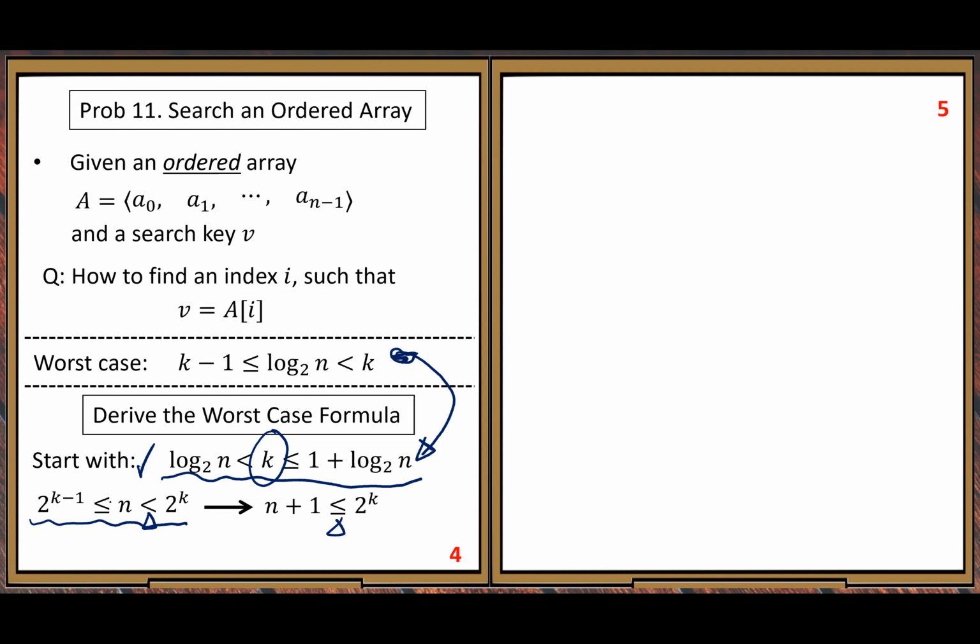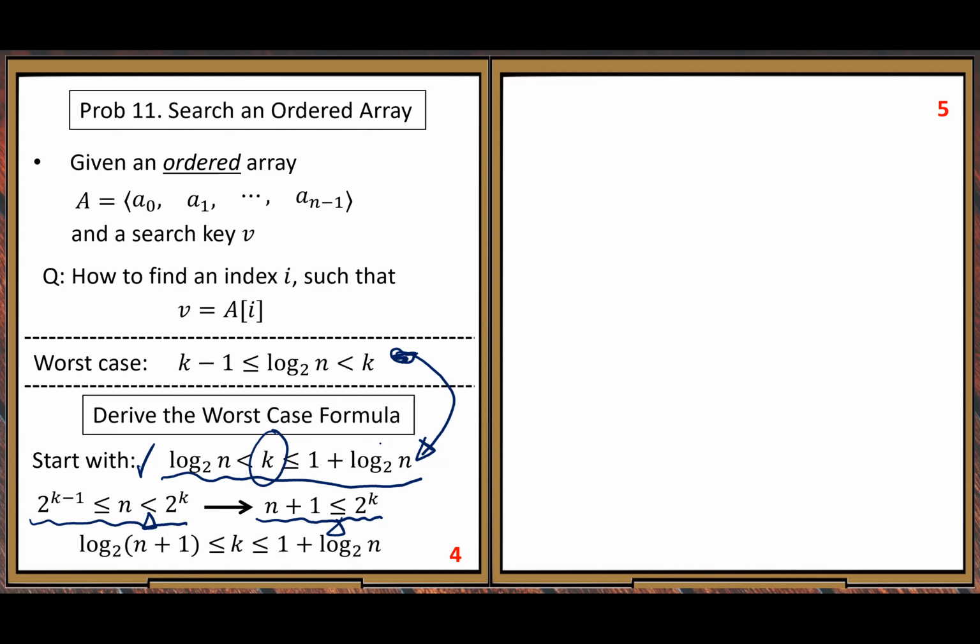That means 2 to the k is greater than or equal to n plus 1, right? At least 1 more than n. 2 to the k is at least 1 more than n. In that way, we make this improved inequality: n plus 1 is less than or equal to 2 to the k.